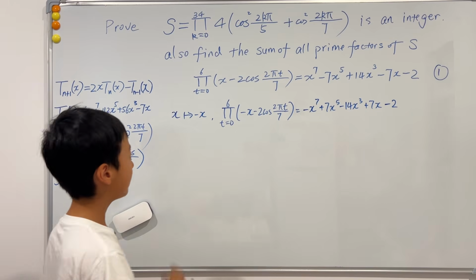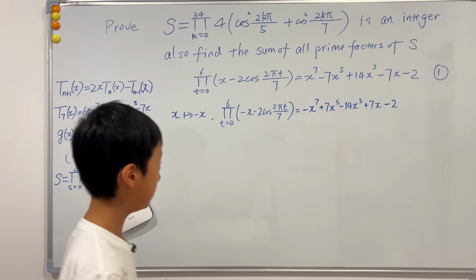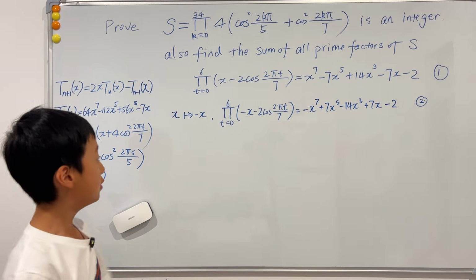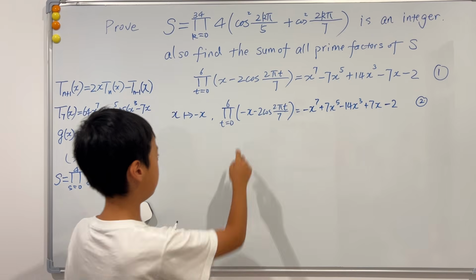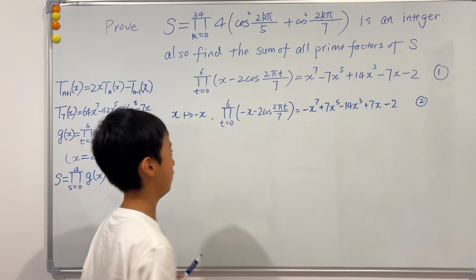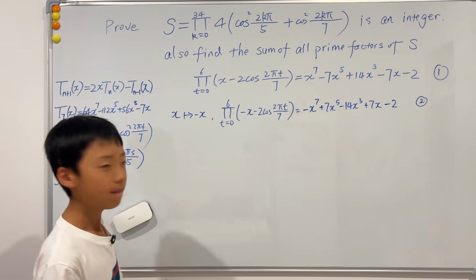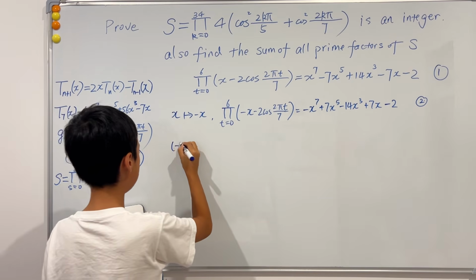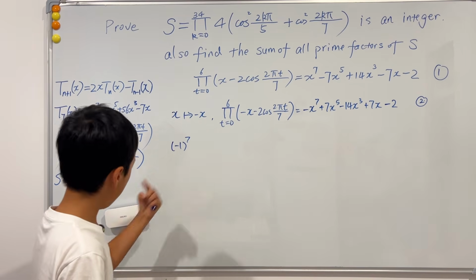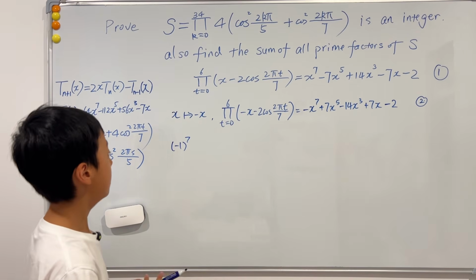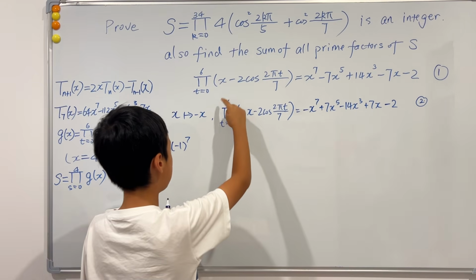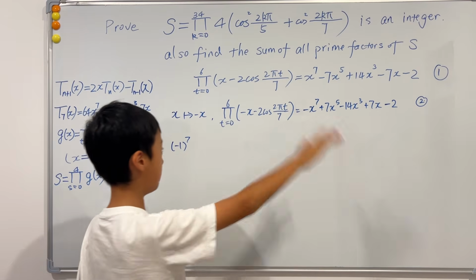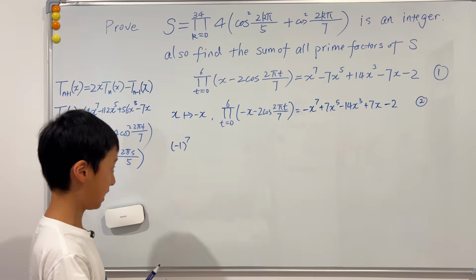Okay, so now that we have this, I'm going to call this equation 2. So now, to make the conjugate, all we have to do is change this into x plus 2 cosine of 2 pi t over 7. And an easy way to do that is to multiply both sides by negative 1 seven times. Why 7 times? Well, because this product has 7 terms. So each of the negative ones can be multiplied into each of the brackets.